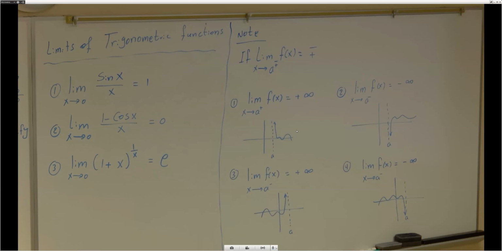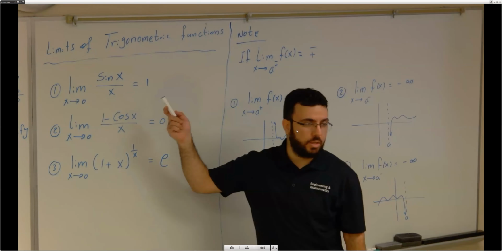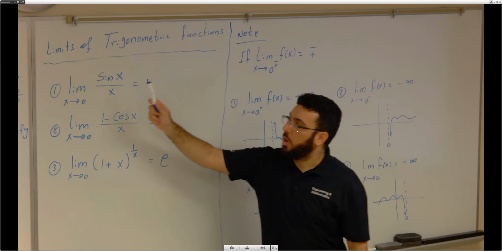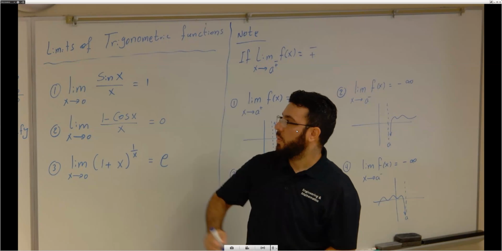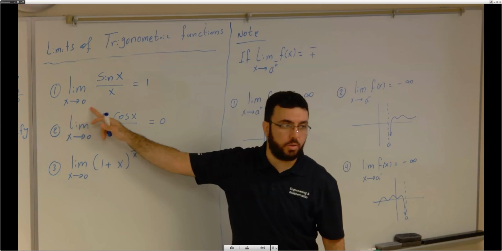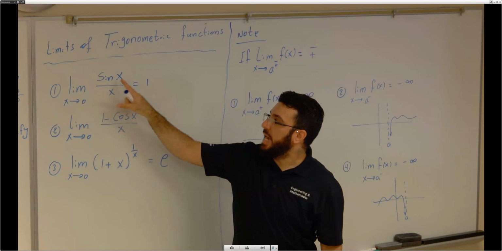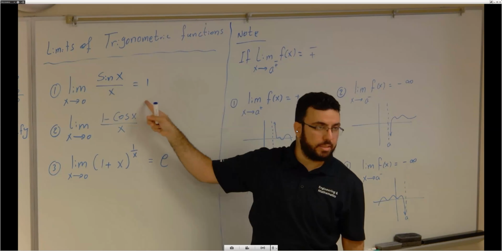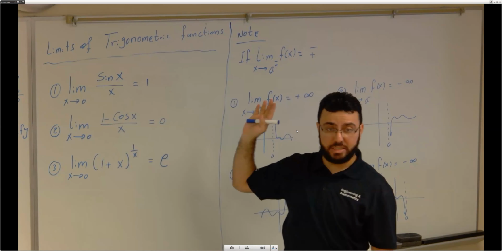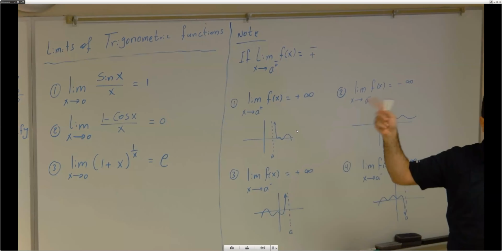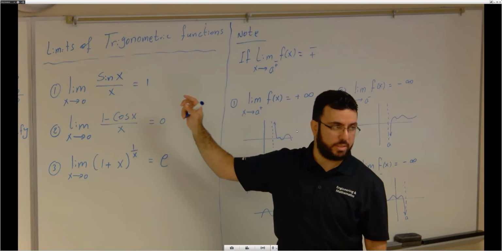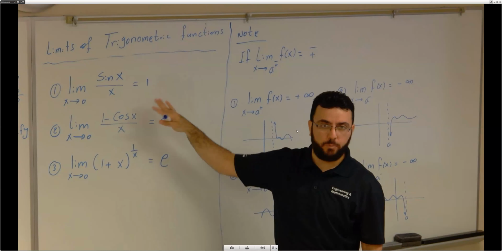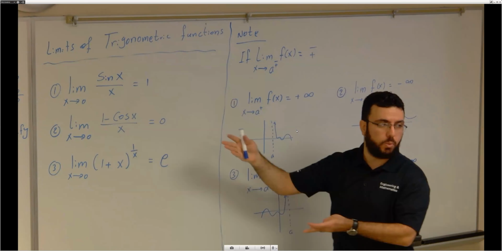Limits of trig functions. These look like rules, and we're going to use them when we solve the examples. Always, when x approaches 0, be careful, it's 0, the limit of sine x over x, how much is the result? 1. There's a proof for this one. We're not going to check the proof because it takes a long time, but if you want to check it, you can look in the book or the slides. We're just going to use the rule.